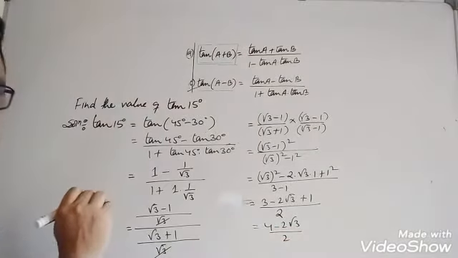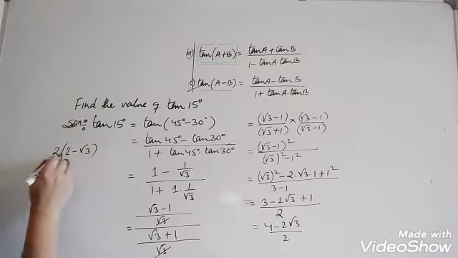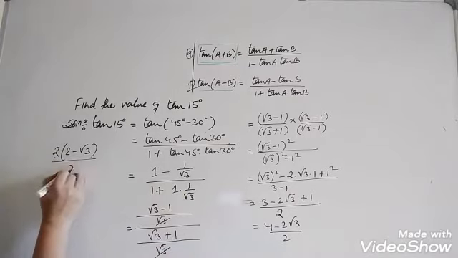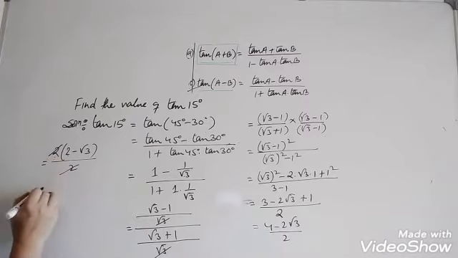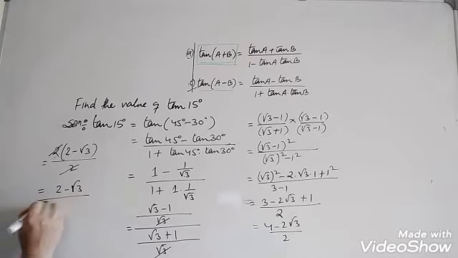Now take 2 as common: 2 minus root 3. 2 into 2 is 4, 2 into root 3 is 2 root 3, divided by 2. So these two cancel. This equals 2 minus root 3. This is the answer.